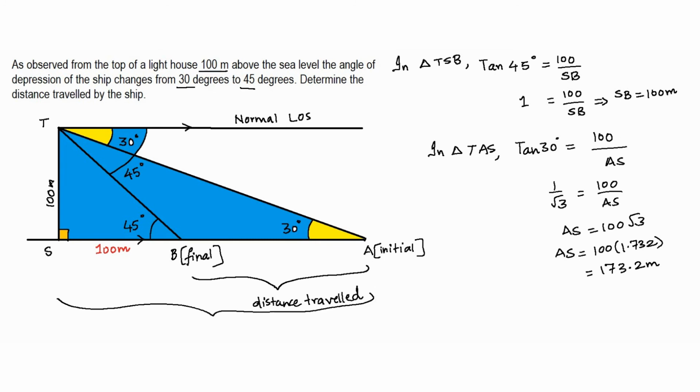So this complete length is 173.2 meters. And therefore, the distance traveled by the ship is going to be equal to the whole distance, 173.2, minus 100, and that is basically going to be 73.2 meters. So this is the distance traveled by the ship.